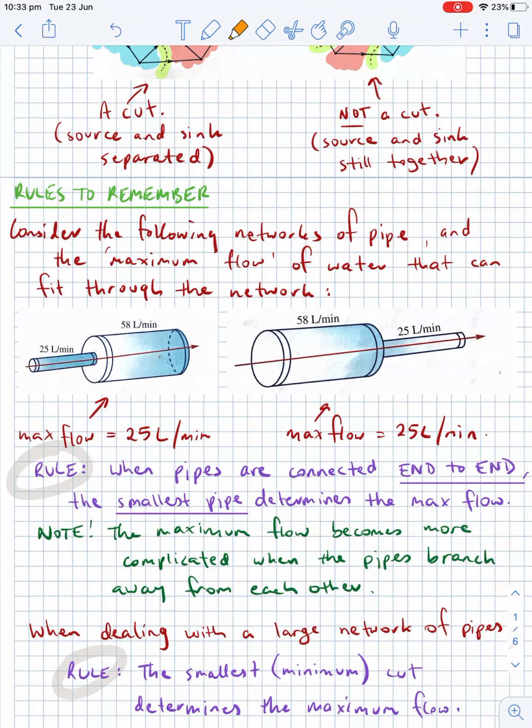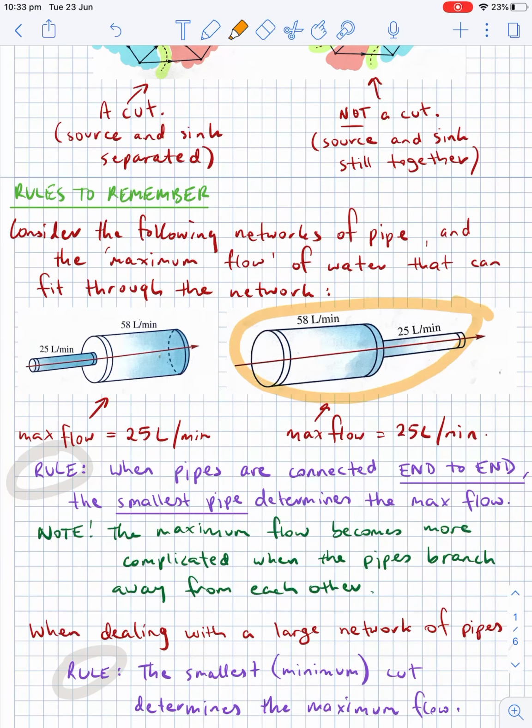Well, the idea is that because this little pipe only fits 25 litres per minute, and this can fit 58 litres per minute because it's a lot thicker, if we want to force water through this pipe system, the smallest pipe determines the maximum you can fit through it. Like this pipe system will only be able to fit 25 litres per minute through it. There's no way you can get any more water through that pipe.